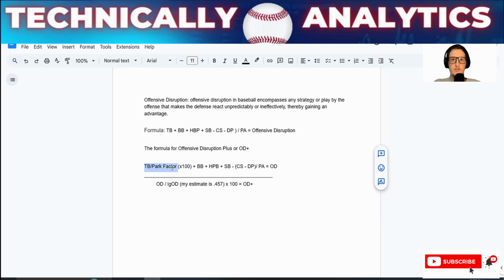Total bases is the only stat where I actually thought park factor was necessary, because the other stats like walks, hit by pitch, stolen bases, caught stealing, and double plays are not affected by ballpark, and neither are plate appearances. So there's no need to do it like that. Only total bases, because total bases is all the bases that you touch basically. When you hit the ball and go to first, that's 1 base. If you go to second, that's 2 bases. If you go to third, that's 3 bases. If you hit a home run, that's 4.